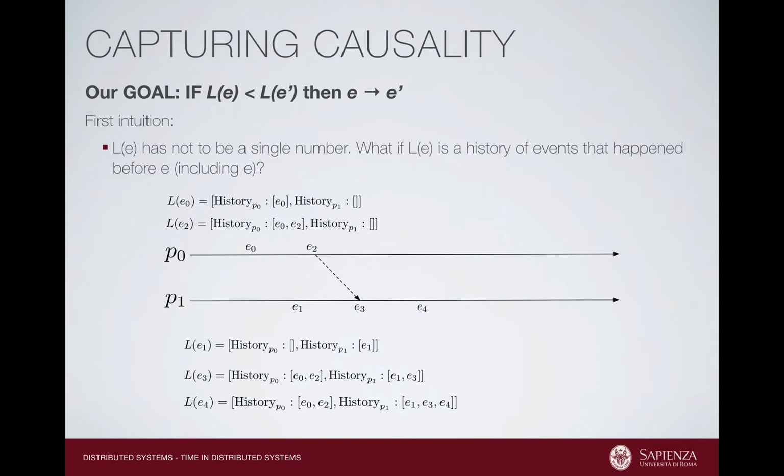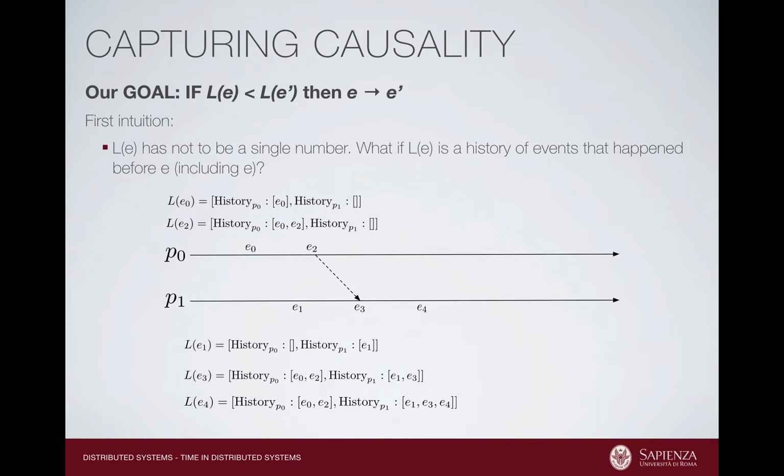Then this timestamp also has the history of P1 inside, and the history of P1 is empty because event E0 does not know anything about P1. When E0 is created, process 0 does not know anything about P1, and so the history will be empty because you have no information. Then for event E2, we have to put the events that causally created E2, which are E0 and E2, the two events that were created on P0. And for the same reason as before, the history of P1 inside the timestamp for event E2 will be empty.